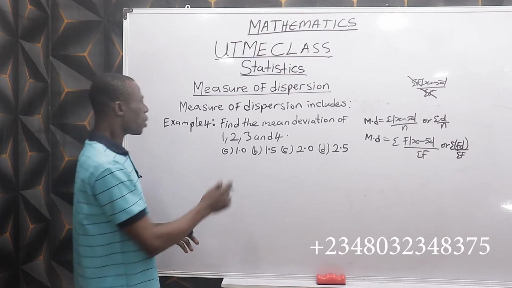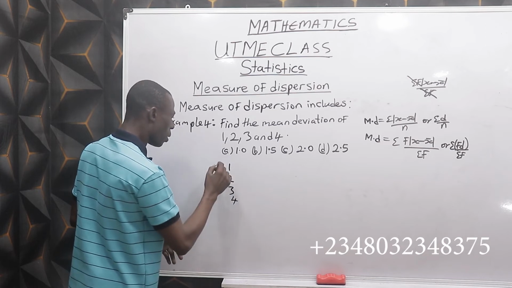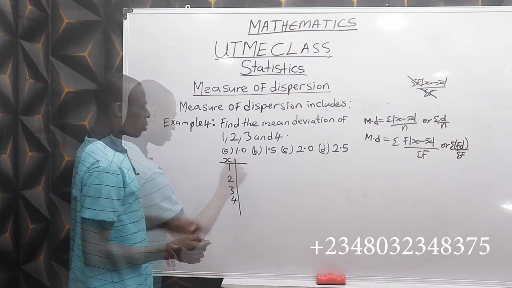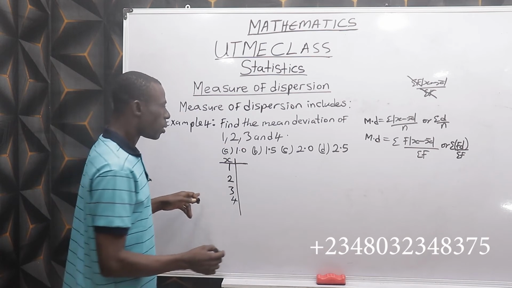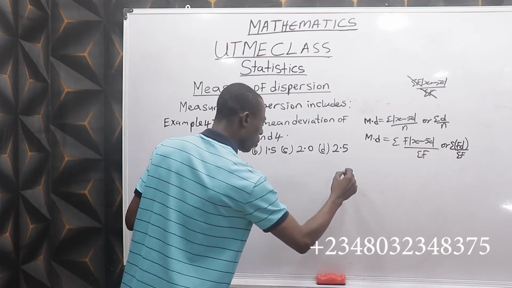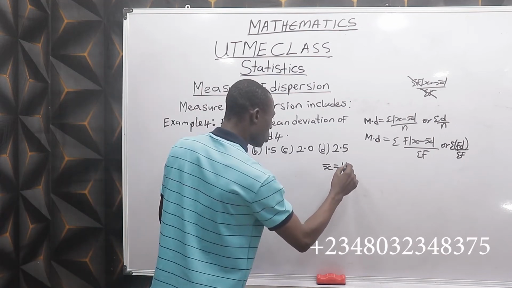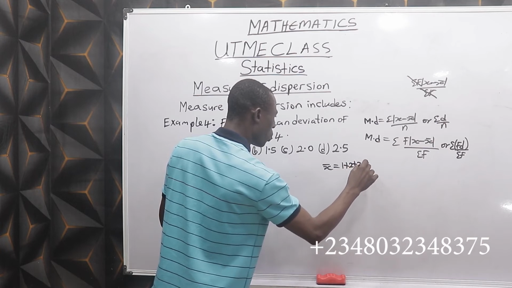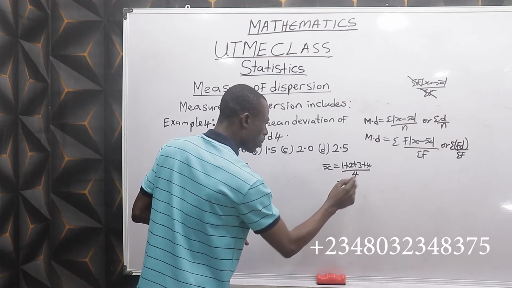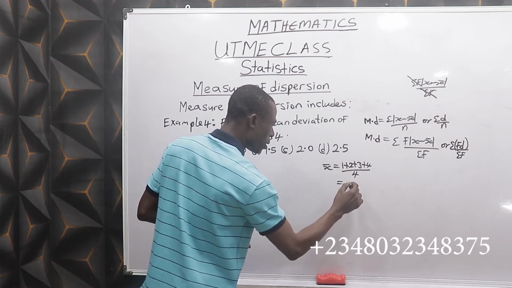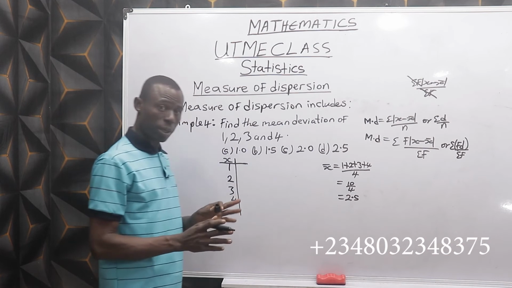Let's work this and see how it goes. So 1, 2, 3, 4, they are my x values. You now take time to find the mean of the 4 of them. The calculated mean is x bar. Calculated mean is 1 plus 2 plus 3 plus 4 divided by 4. So calculated mean will be 10 divided by 4. Answer is 2.5.